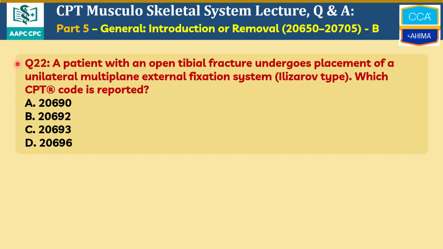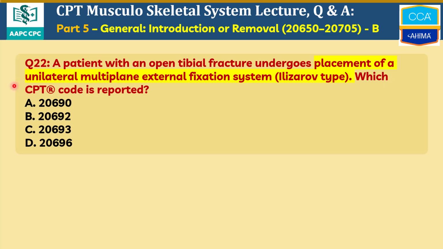Question number 22. A patient with an open tibial fracture undergoes placement of a unilateral multiplane external fixation system, Ilizarov type. Which CPT code is reported? Take your CPT code book and find the answer. So here you have to highlight the procedure done is placement of a unilateral multiplane external fixation system.